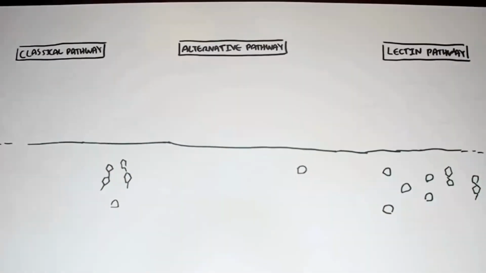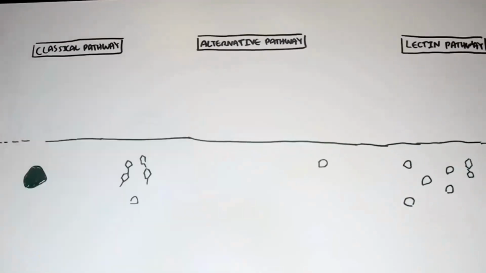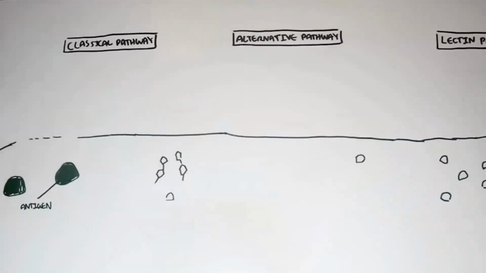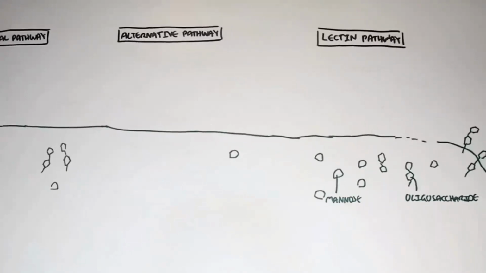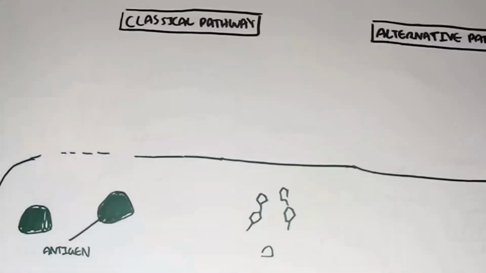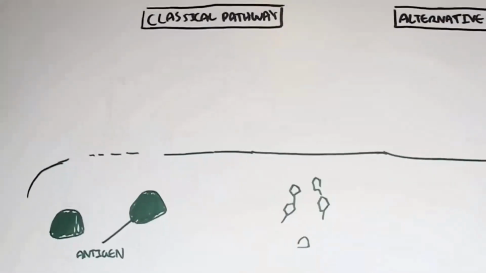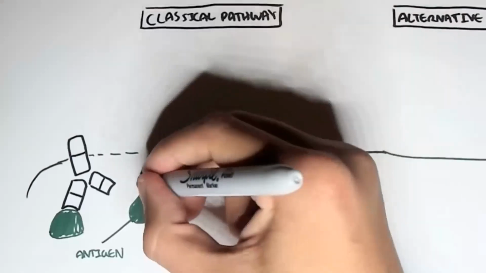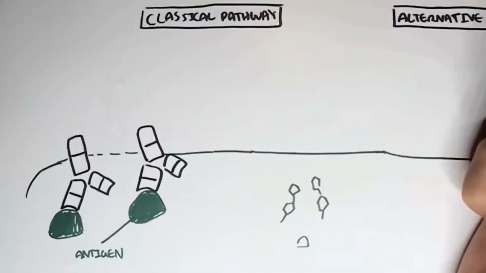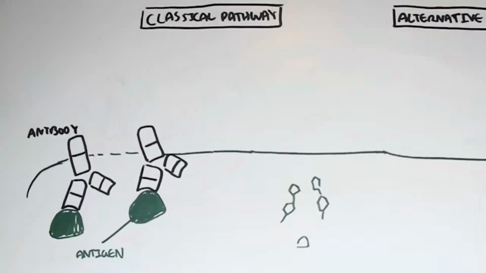And on the pathogen surface, we can either have antigens, mannose carbohydrates, and also short oligosaccharides, depending on whether it's a gram-negative, gram-positive bacteria, or whatever type of pathogen it is. Let's look at the classical pathway first. The classical pathway gets initiated or activated when antibodies bind to the antigen of the pathogen.